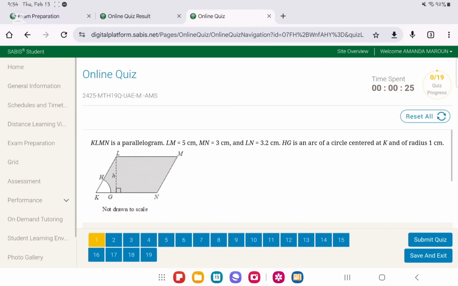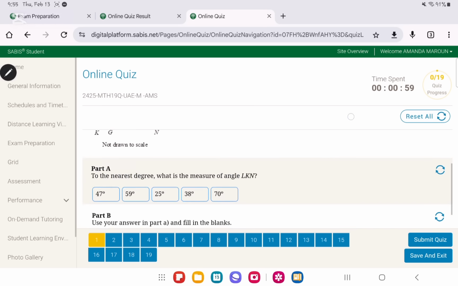We have that KLMN is a parallelogram. We are given that LM is 5 centimeters, MN is 3 centimeters, and LN, which is the diagonal, is 3.2 centimeters. HG is an arc of a circle centered at K with a radius of 1 centimeter. That means this over here is how much? 1 centimeter. Okay? Now let us see what they need.